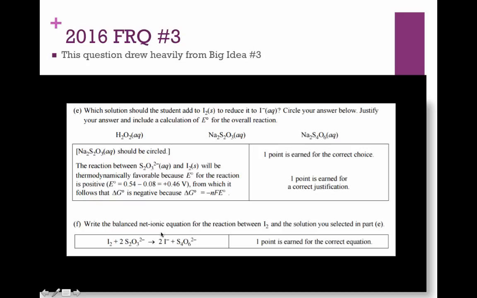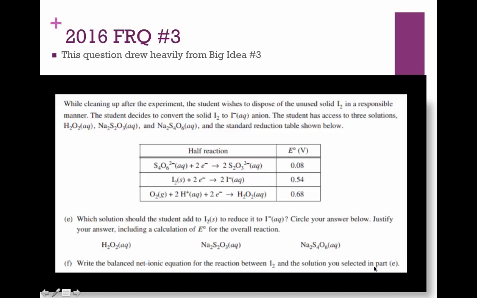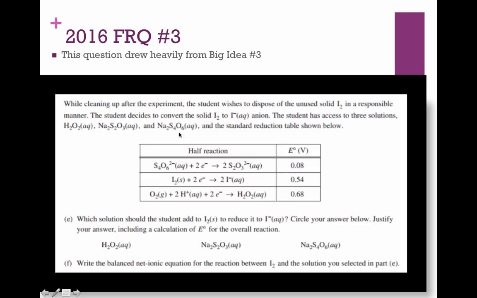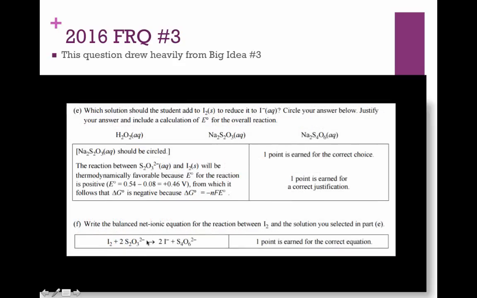And then it says, write the balanced net ionic equation for the reaction between I2 and the solution that you selected in part E. So you're just showing the half reactions, right? Combine your two half reactions together. Because notice, these already are net ionic. They don't show our Na. So when you combine them, that shows your net ionic equation. I2 plus 2S2O3 2- yields 2I minus plus S4O6 2-.